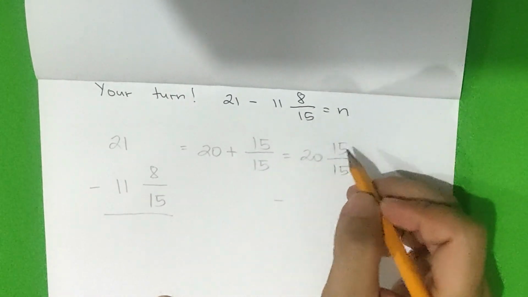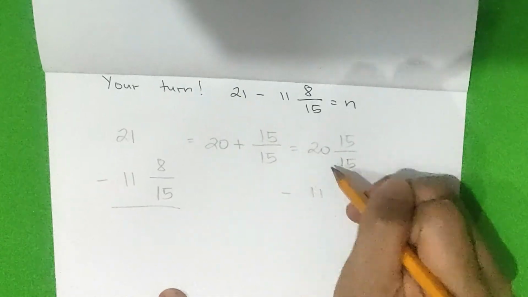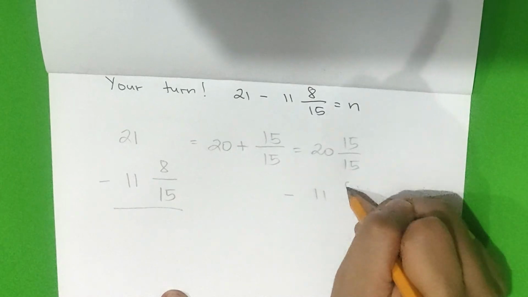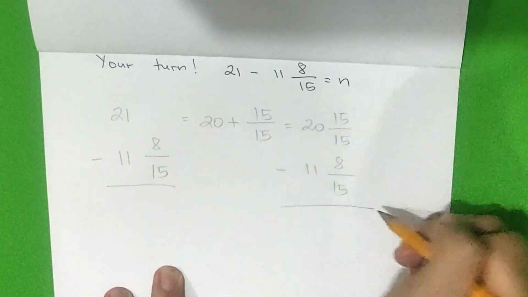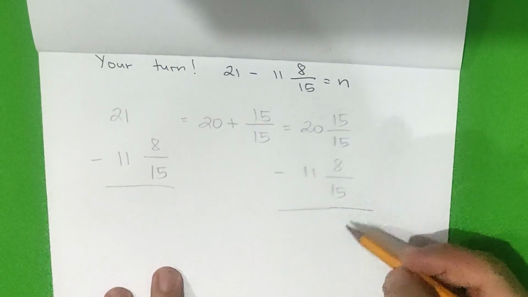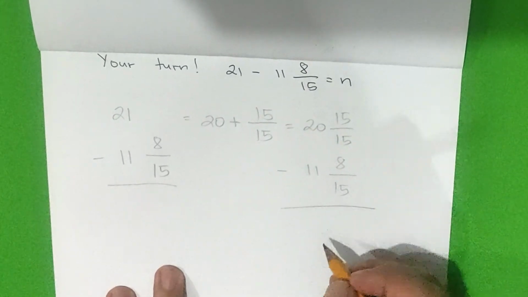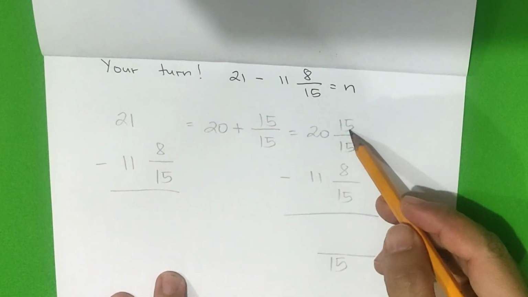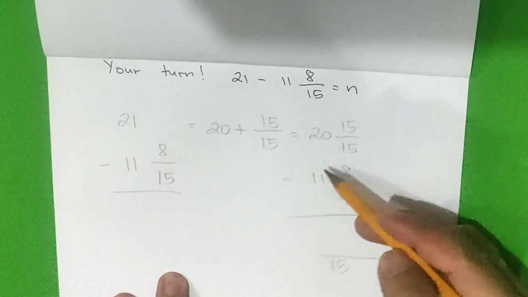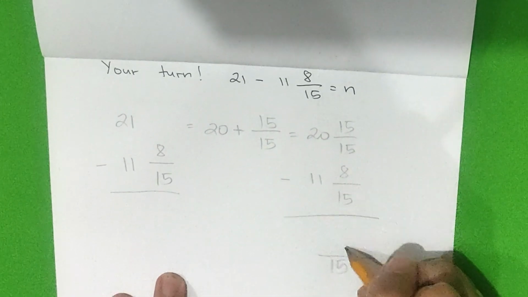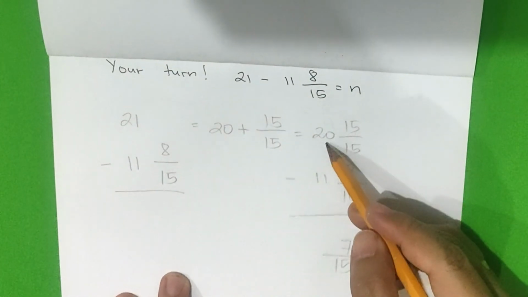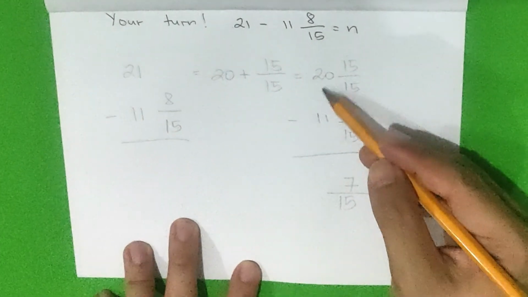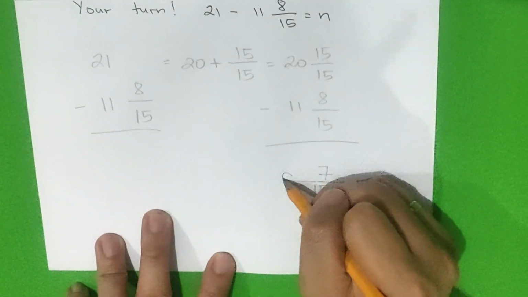And we can now proceed by subtracting both. 20 and 15/15 minus 11 and 8/15. So since the set of fractions are similar fractions, let's just copy the denominator 15. Then let's subtract 15 and 8. 15 minus 8 is equal to 7. And then let's subtract 20 and 11. So 20 minus 11 is 9.